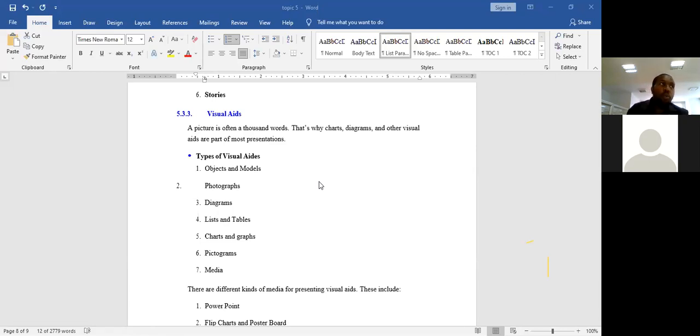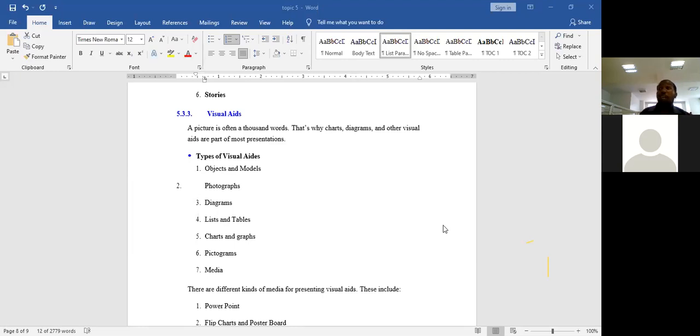Or maybe you do this course called CHTM. That one for hospitality. You want to show how a cake is made and how it looks after it has been made. Then you need maybe photographs, or you need a real cake there. You need a real cake there to show people how it looks, something like that. So those are supporting materials. So we can have objects and models.